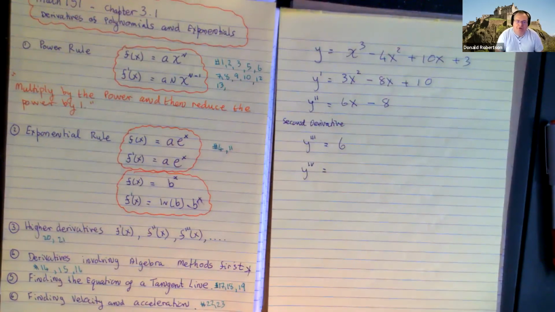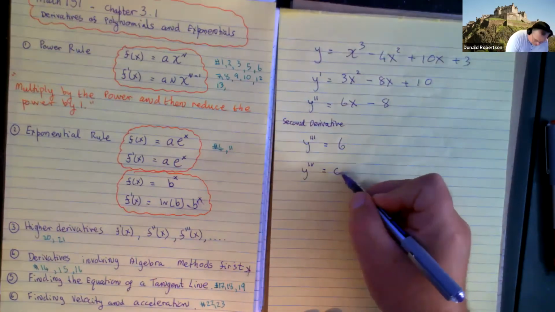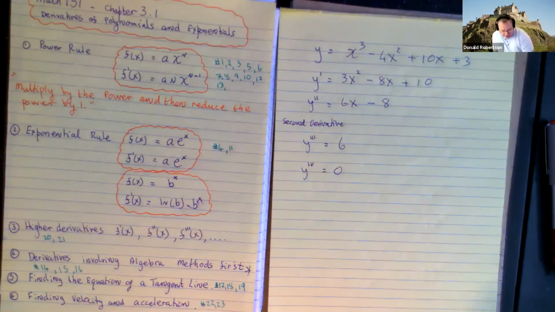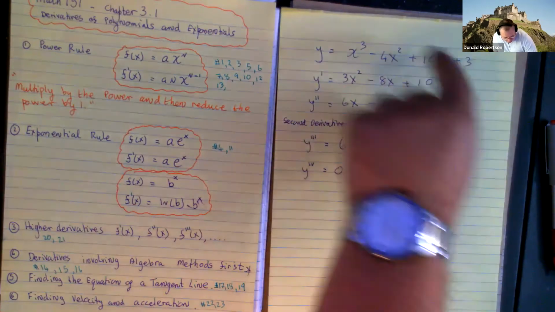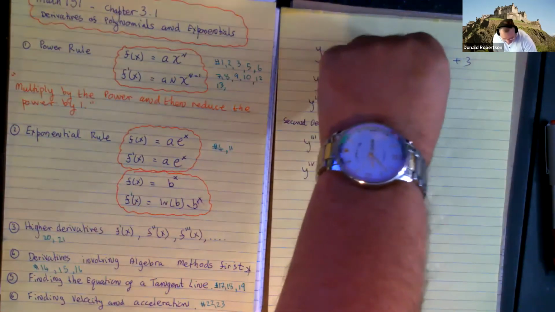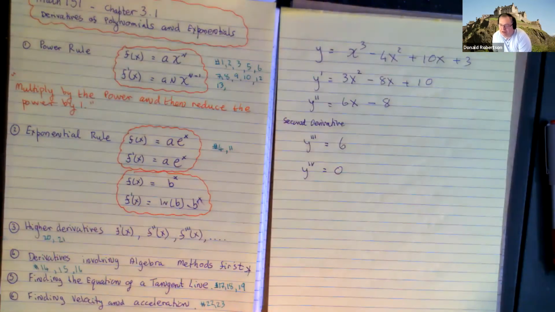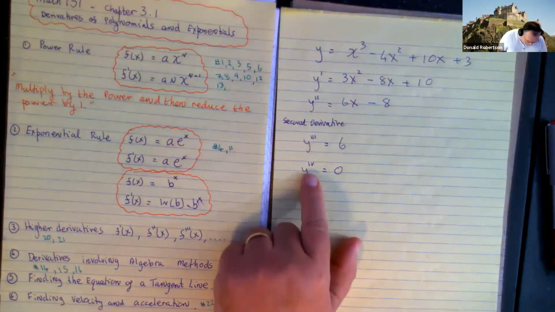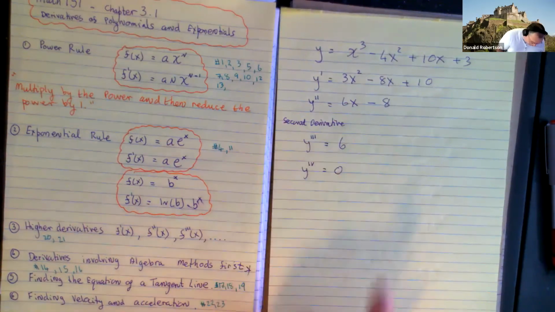What is the derivative of the number 6? Big fat 0, right? Would you agree that as long as it's polynomials with positive powers of x, you'll eventually get 0 if you keep differentiating often enough? It kind of slowly dissipates to nothing. Now, this is called the fourth derivative. This is called the third derivative.